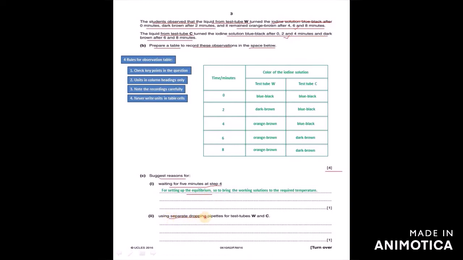The next, using separate dropping pipettes for test tubes W and C. Now, this is to make sure that there is no contamination as both the test tubes are kept at different testing conditions and mixing the contents would affect the reliability of results. Also, as there are 2 dropping pipettes, the experiment can be done simultaneously, and so the two dropping pipettes are used.